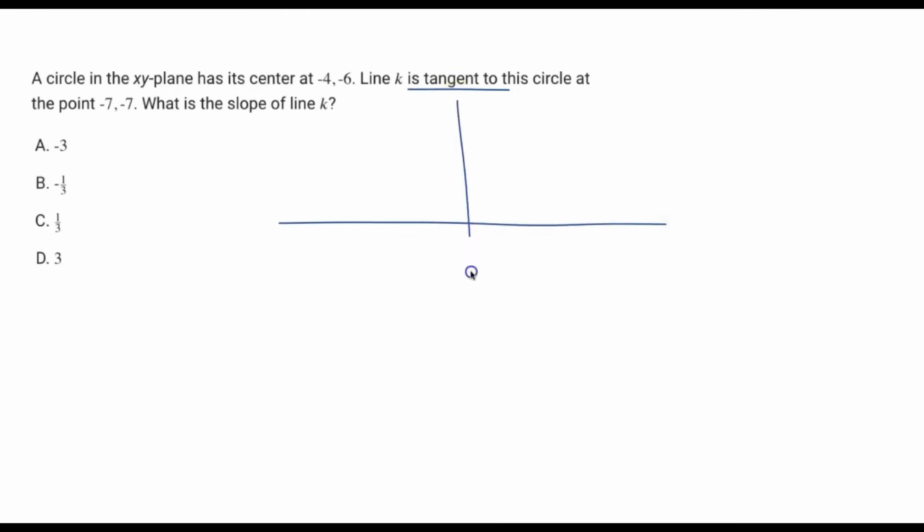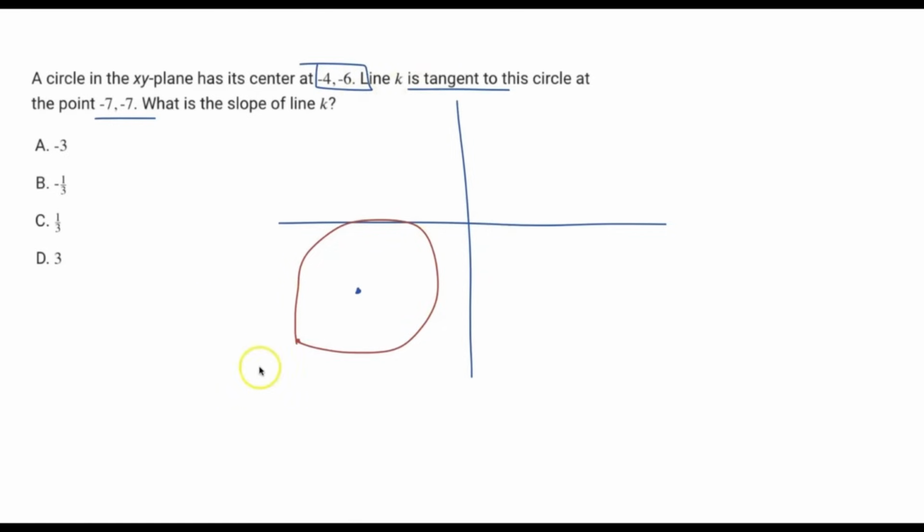If we draw the coordinate plane here, we know the circle has its center at -4, -6, so it's going to be somewhere right here. We don't actually know the radius of the circle. We probably could calculate it using these points and finding the distance, but that's not really relevant for our problem, and you'll see why. Line K is tangent to the circle at the point -7, -7, which is out here somewhere, and the radius is going to be somewhere like this. That's a really lopsided, ugly looking circle and probably not drawn to scale, but this is just a visual representation.